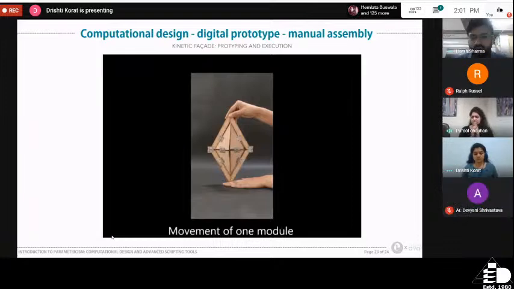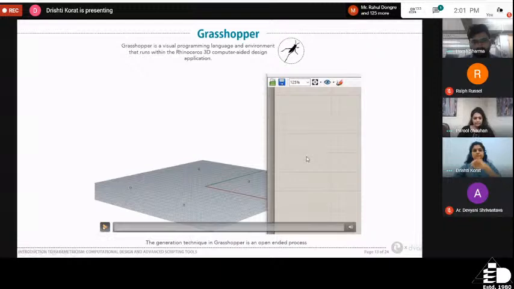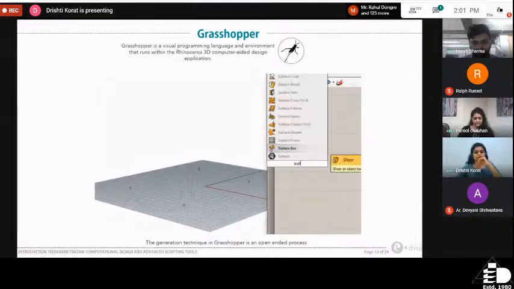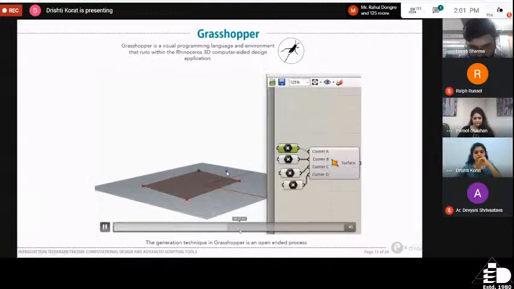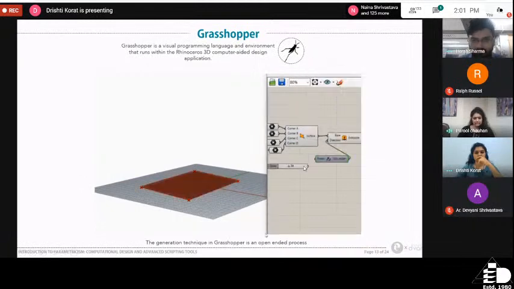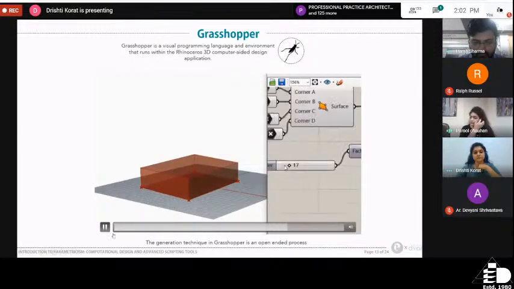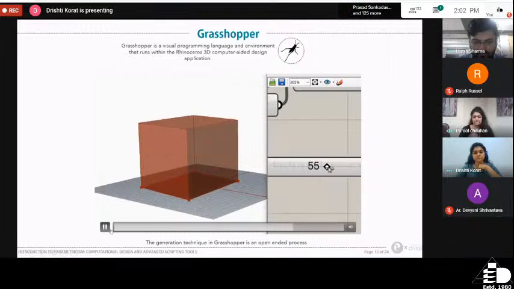Okay, I'll just give you an example. Drishti, can you go back to that Grasshopper slide where you have the sliders? Can you play it and pause, with the extrusion and the slider? Can you zoom in? Okay, fine, pause it. So do you see the slider?